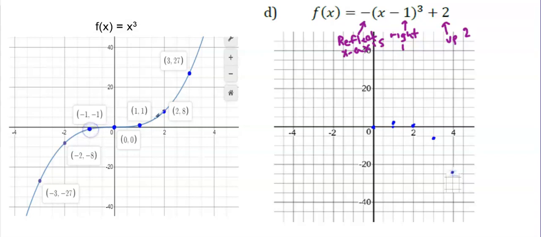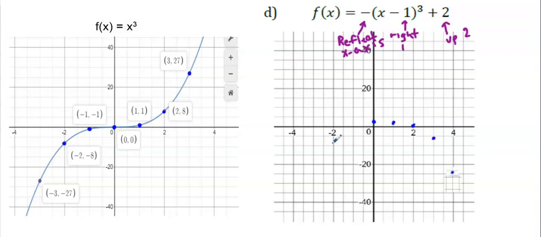For negative 1, 1, I'll start with moving to the right one. And then I'll reflect over the x-axis. So that will bring me up to positive 1. And then I'll move up 2, which would take me up to positive 3.